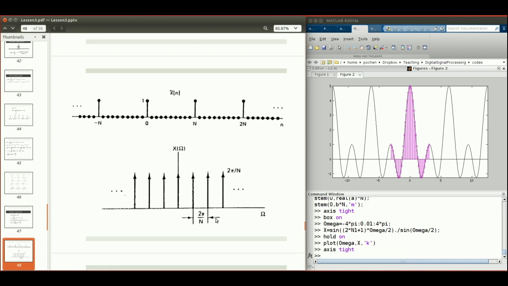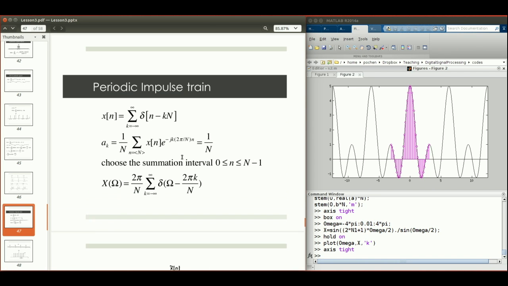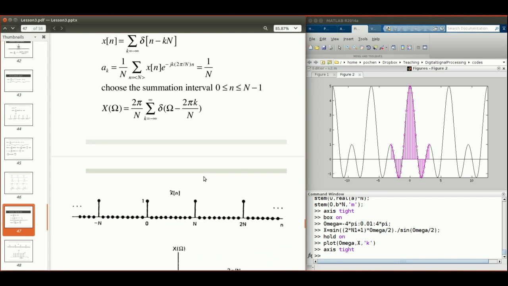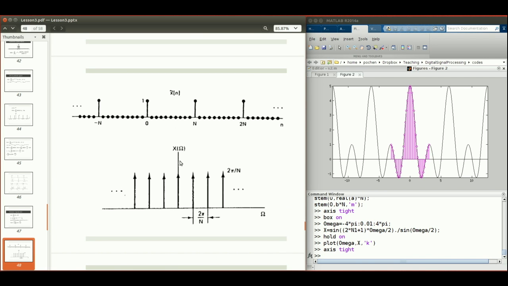So why do we want to study this kind of periodic impulse train? The reason is that the periodic impulse train is related to the sampling theorem. So let's talk about the sampling theorem.